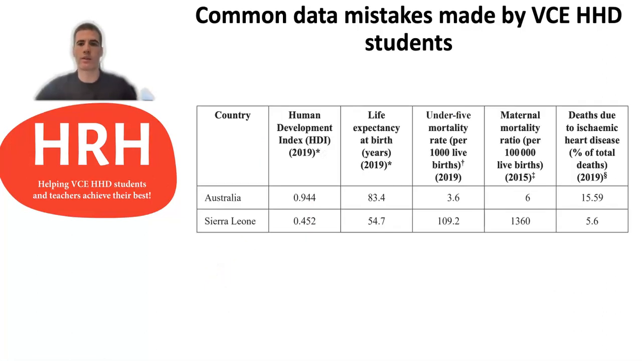This is another example of some data from a previous exam. This is represented in a table, and one of the common mistakes that happen when students are looking at this kind of data is they forget to refer to the units of measurement. So for example, when we're looking at under 5 mortality rate here, you need to make sure that you're saying for Australia it's 3.6 per 1,000 live births. Or when we're looking over here at deaths due to ischemic heart disease for Sierra Leone, it's 5.6% of total deaths. So make sure you're referring to that unit of measurement, otherwise you'll be quoting that data incorrectly.